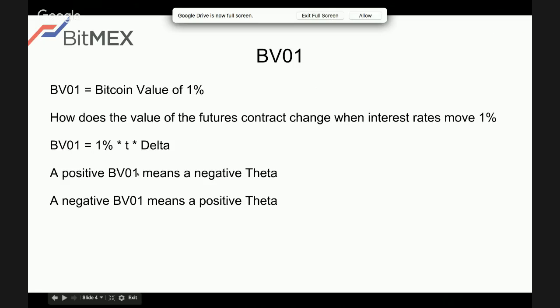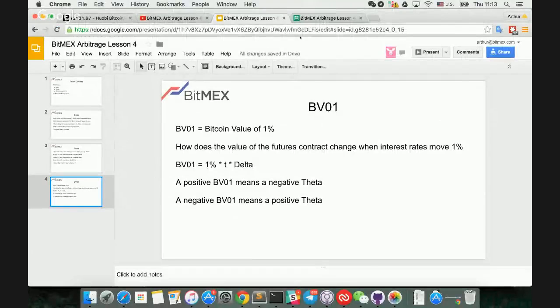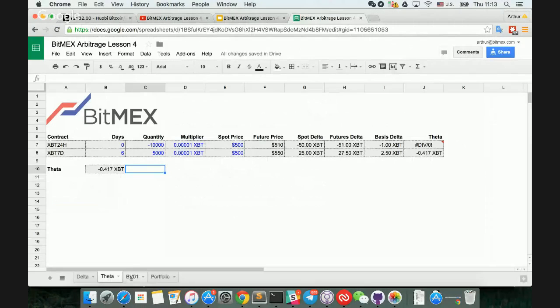Now, if you are benefiting from interest rates rising, that means you have a negative theta. And if you're not benefiting when interest rates rise, that means you have a positive theta. And let's illustrate this via a quick example.